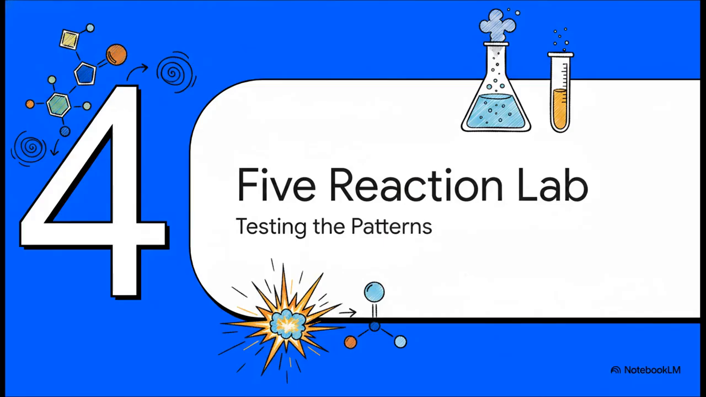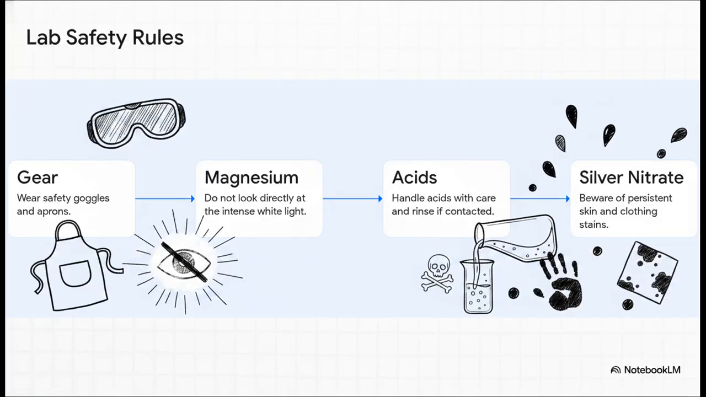Section 4. The 5-Reaction Lab. Now that you officially hold the cheat code to all 5 patterns, let's see how this builds into real-world application. We're going to take these textbook definitions and put them to the test in a physical, visual lab setting. But before we light a single Bunsen burner, we have a few absolutely crucial safety protocols.